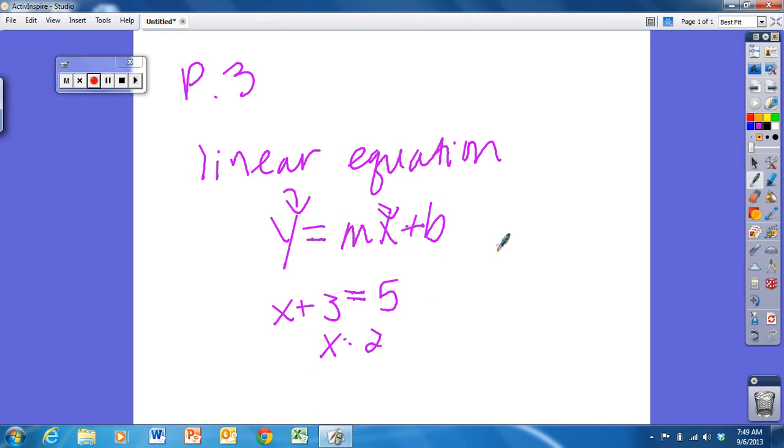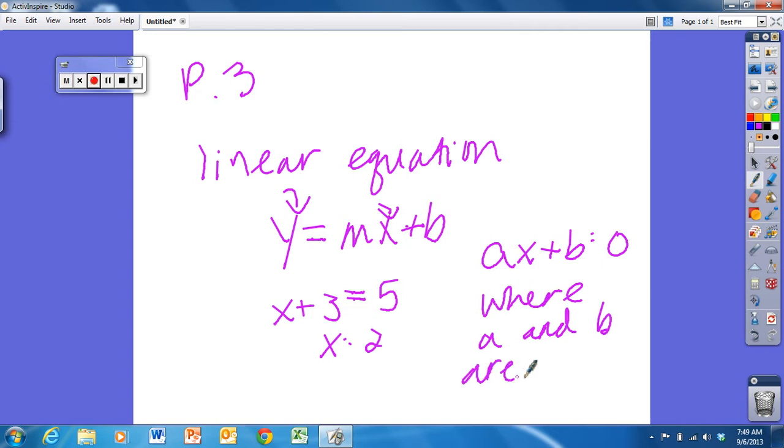The way we define a linear equation is any equation that can be written as ax plus b equals 0, where a and b are real numbers. Basically, any equation that has an x to the first power is going to be a linear equation. And we solve linear equations just like you've always done. You get the x on one side and all the numbers on the other.